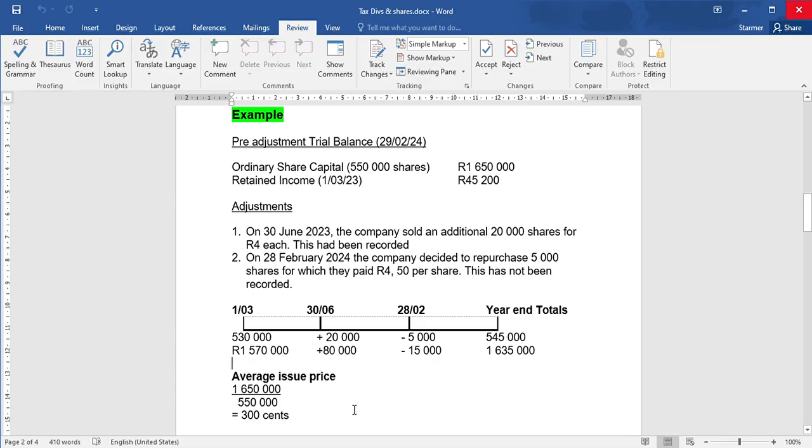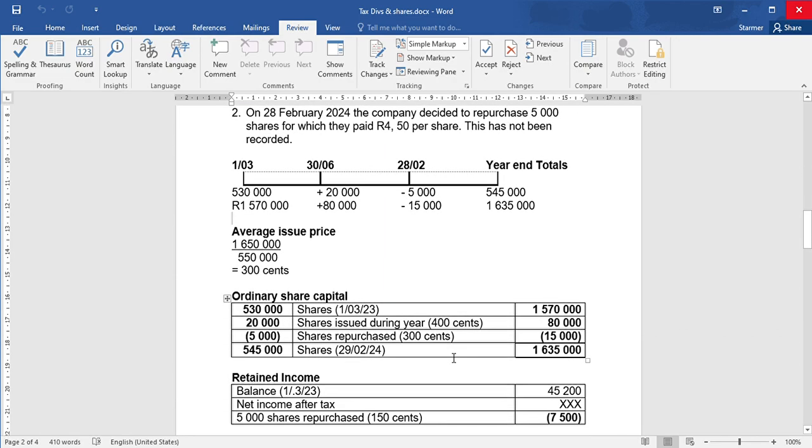Right, starting with share capital, we have repurchased 5,000 shares, so we're going to minus 5,000 over here. And then you use that times your average issue price, and you're going to minus 15,000. Because you paid 4.50 per share, the extra 1.50 is going to come in your retained income note. 5,000 shares repurchased. You must put the amount in brackets here per share, and that's going to give you 7,500, which will reduce your retained income.